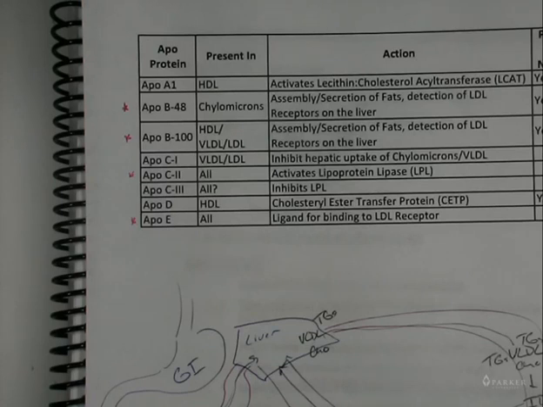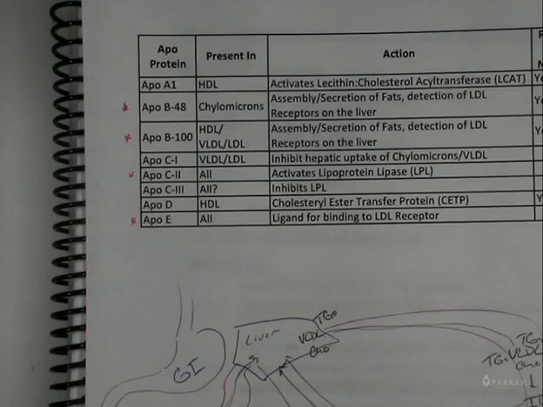And ApoE is the ligand for binding to the LDL receptor, which means that when they get to the liver and they detect the LDL receptor, ApoE flips around and sticks itself into the LDL receptor on the liver and allows attachment so these guys can be endocytosed into the liver. So we have something that detects the receptor and something that binds to the receptor. Does that make sense? A ligand binds to a receptor. So we have something that detects the receptor at the liver, something that binds to the receptor so we can endocytose it. And ApoC2 is responsible for activating the thing that cleaves the fats off.